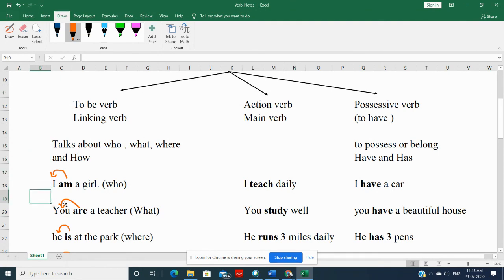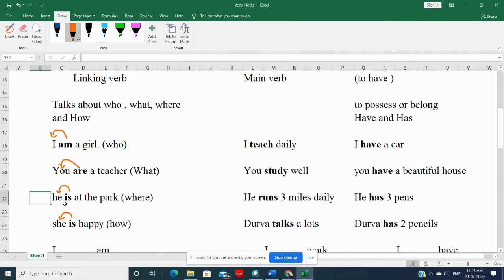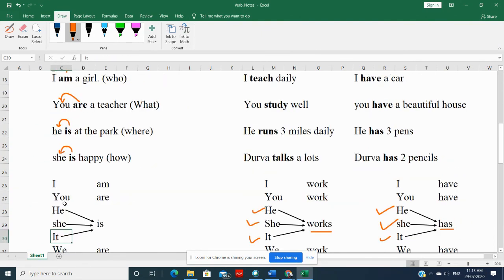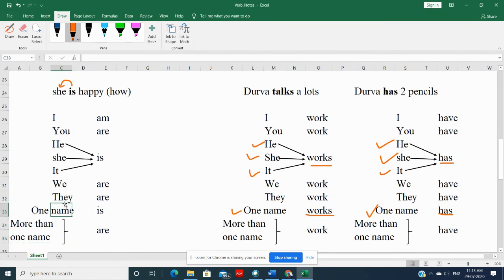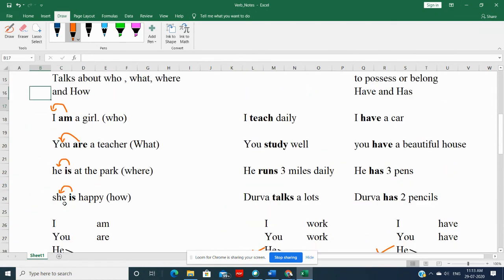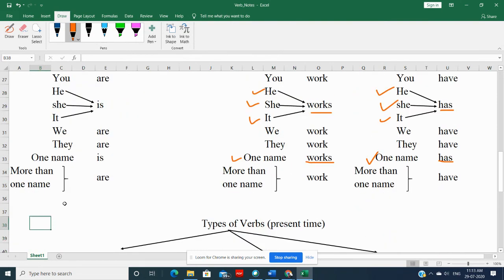Now see, here they are saying that I am a girl, so there are some subjects here like I, you, she, it, we, they. Only one name can be there and more than one name also. All right, now which are the to be verbs? Am, is, are, right? These are to be verbs, right?